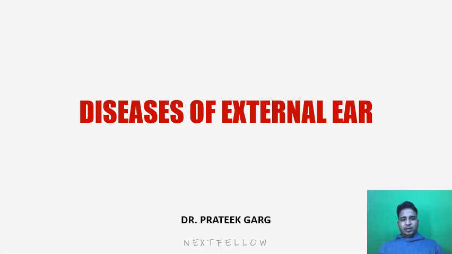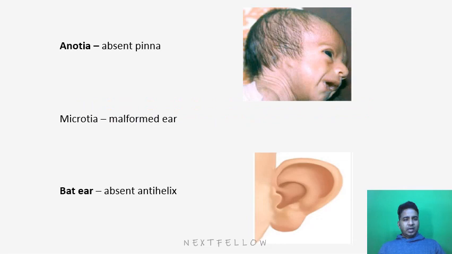So let's discuss diseases of the external ear. There are some congenital deformities present in the baby. The first one is anotia. By the name itself it suggests: an means absent, otia means pinna. So it's an absent pinna. As you can see, the baby does not have any pinna.